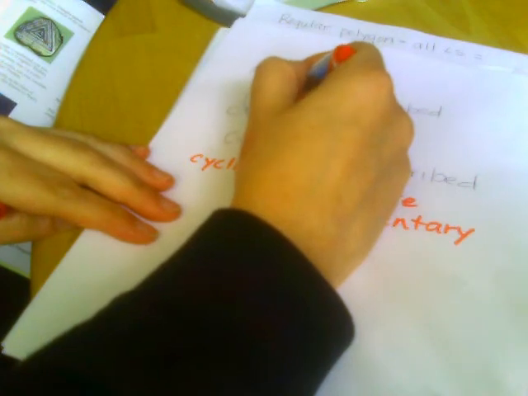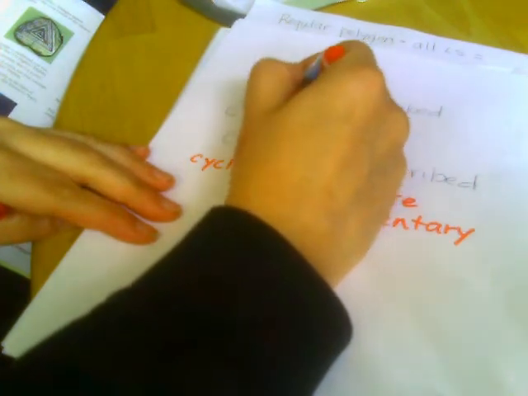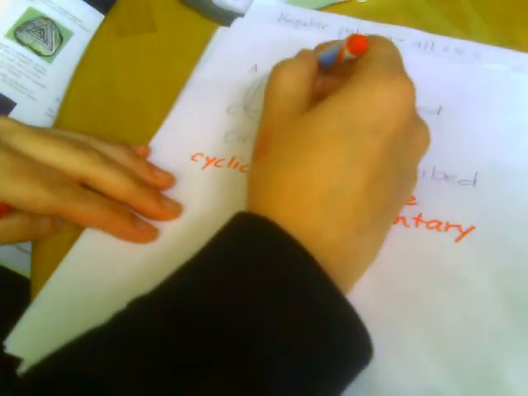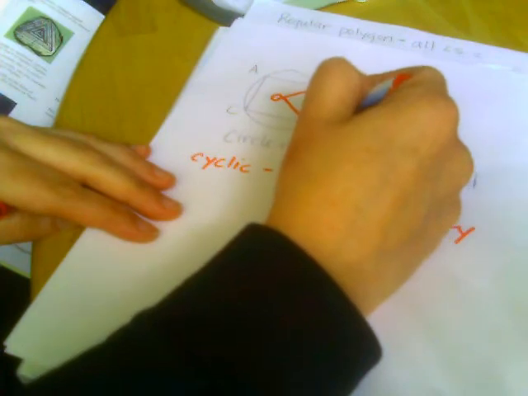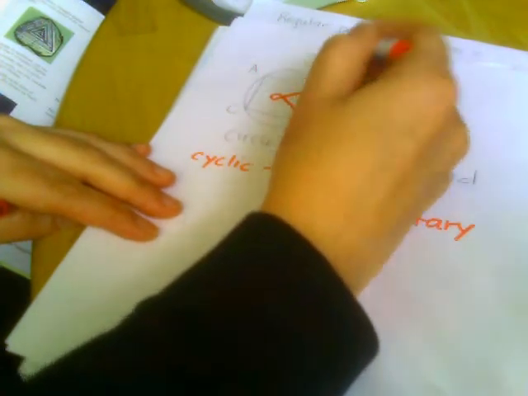Radius could mean the segment from the center of the polygon to the vertex, or the distance between the center and the vertex. A central angle of a regular polygon is an angle formed by radii drawn to two consecutive vertices. So a central angle of this regular polygon would be this angle. Let's call this point O, since we already have a C. So BOD is a central angle of this regular polygon.